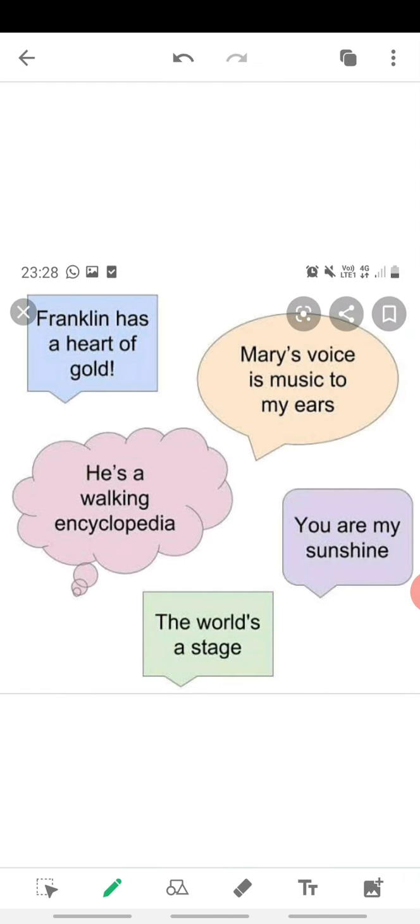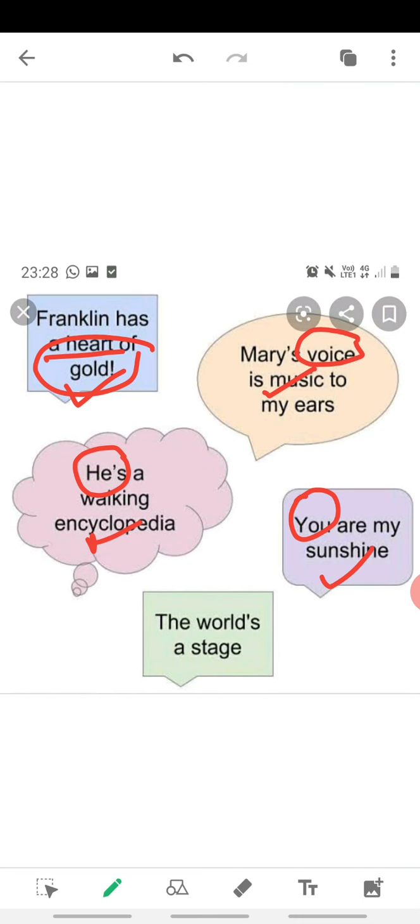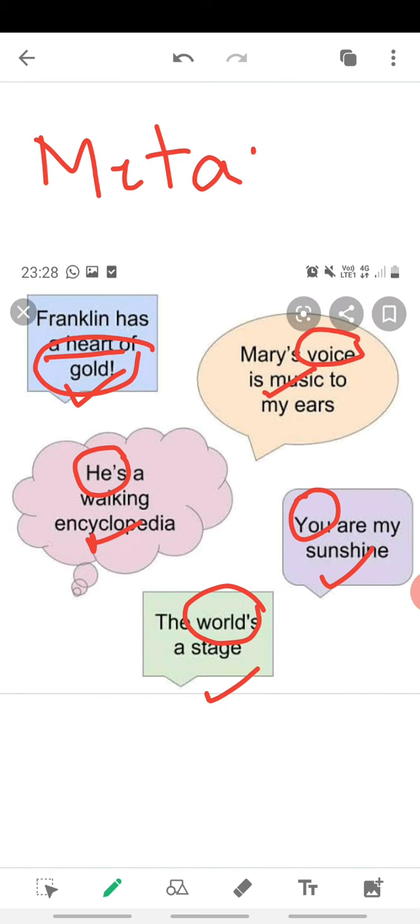See some examples of metaphor. Franklin has a heart of gold. So Franklin's heart is compared to gold. Mary's voice is music to the ears. So Mary's voice is compared to music. He is a walking encyclopedia. So he is compared to encyclopedia. You are my sunshine. You is compared to sunshine. The world's a stage. The world is compared to a stage. These are examples of metaphor.